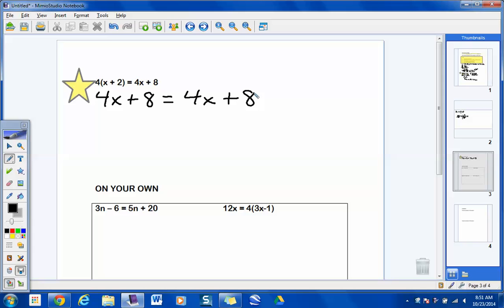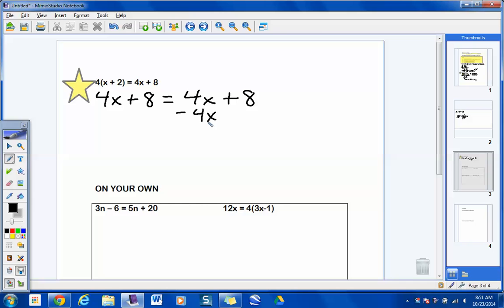Take a look at your variables and the coefficients of those variables. Same or different? Are the coefficients the same or different? Same. They're the same. That's a problem, right? Yes. Do I want this 4x on the right? No. So what should I choose to do to both sides? Subtract 4x.